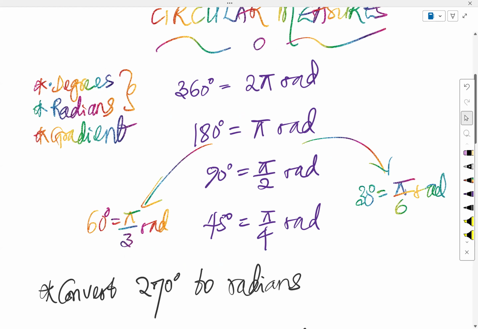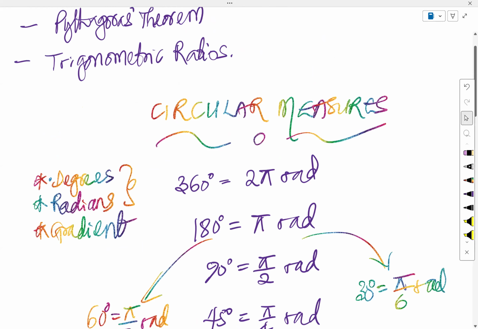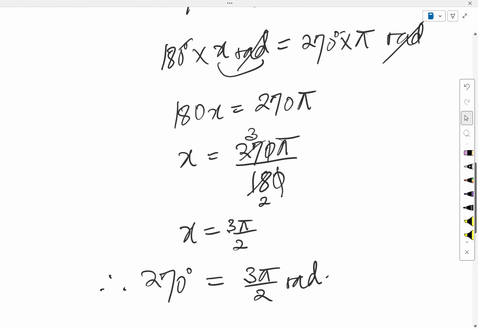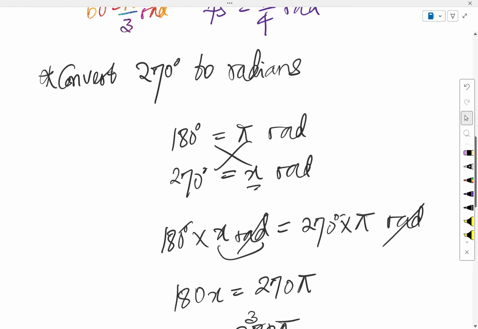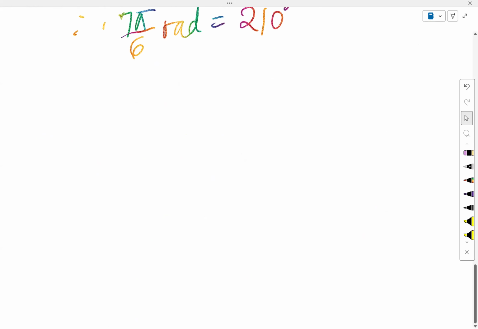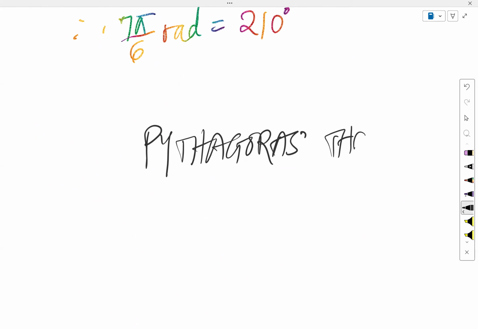Okay, so that is about circular measures. That's all I want to say about circular measures. So let's move on to Pythagoras theorem. The idea of Pythagoras theorem is very straightforward. It looks very simple, but it has profound implications in trigonometry.